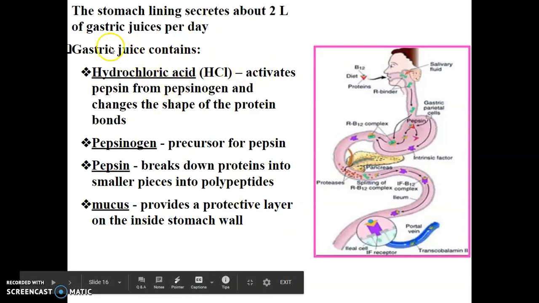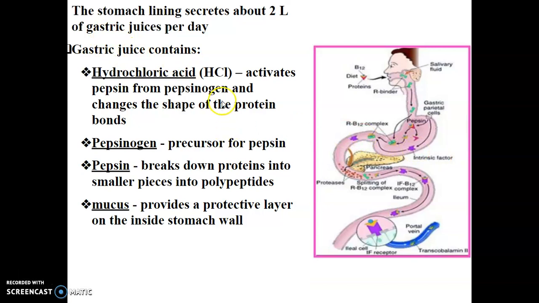Hydrochloric acid is the main thing that makes up gastric juice. HCl, hydrochloric acid. In this, it's going to activate these pepsin and pepsinogen. It's also going to help break down some of the proteins that we take into our body. We'll see what those are in just a minute. Hydrochloric acid is very, very acidic, of course, but it's able to break down.